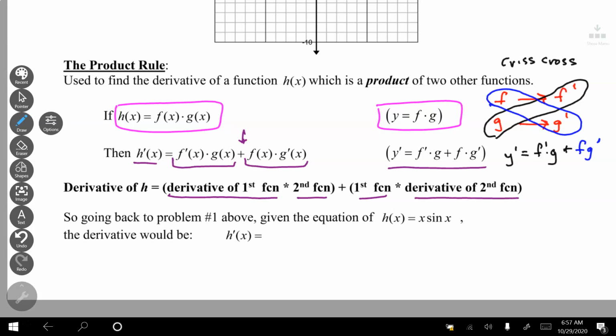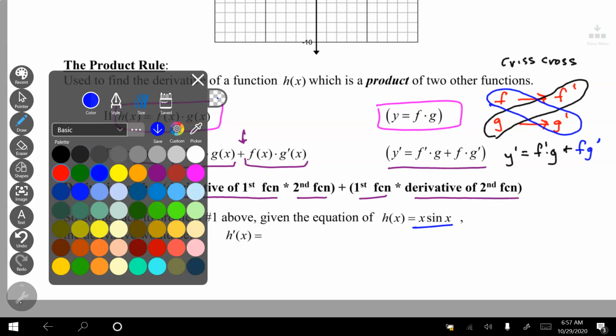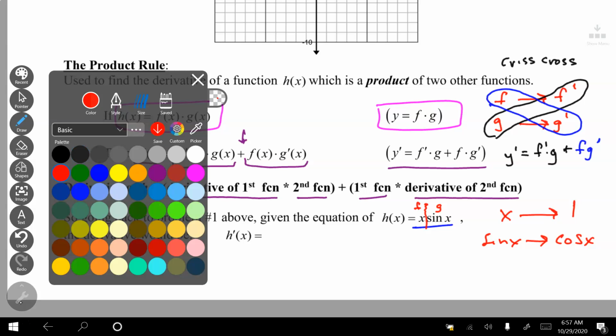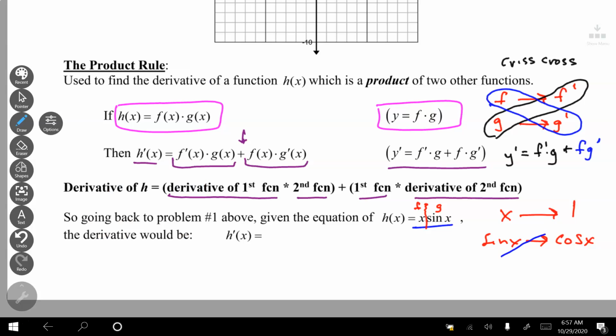So for my example, my two functions that I have here, x sine of x, well, I could split it in half. Here is the f part, here is the g part. So I have x is one function and sine of x is the other function. So let me set up my crisscross. The derivative of x is 1, derivative of sine is cosine of x. And I'll do my crisscross. I'll do this guy first. You don't have to, you could do the other one first.